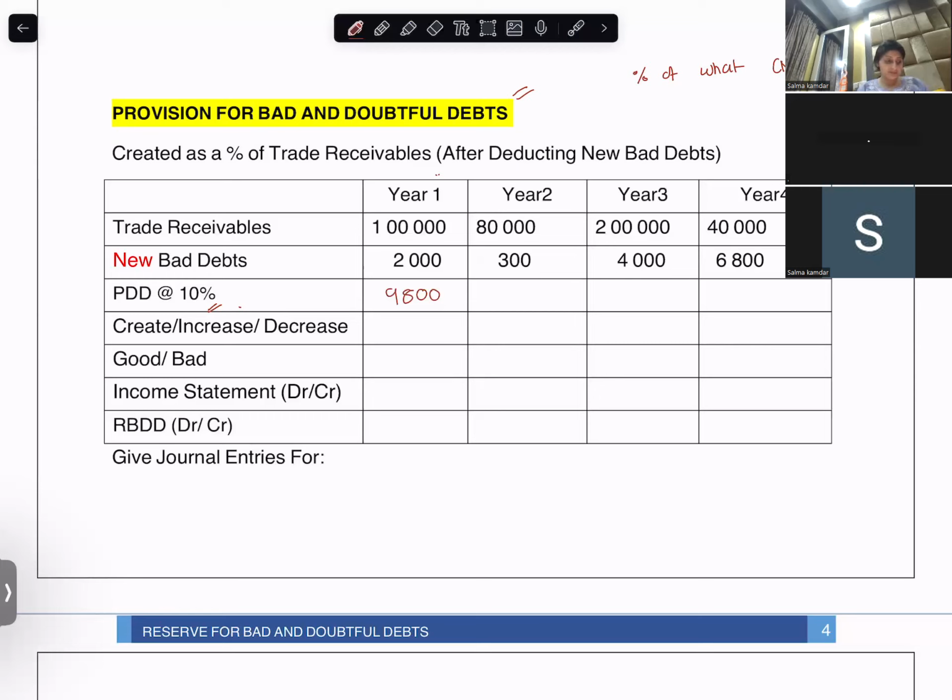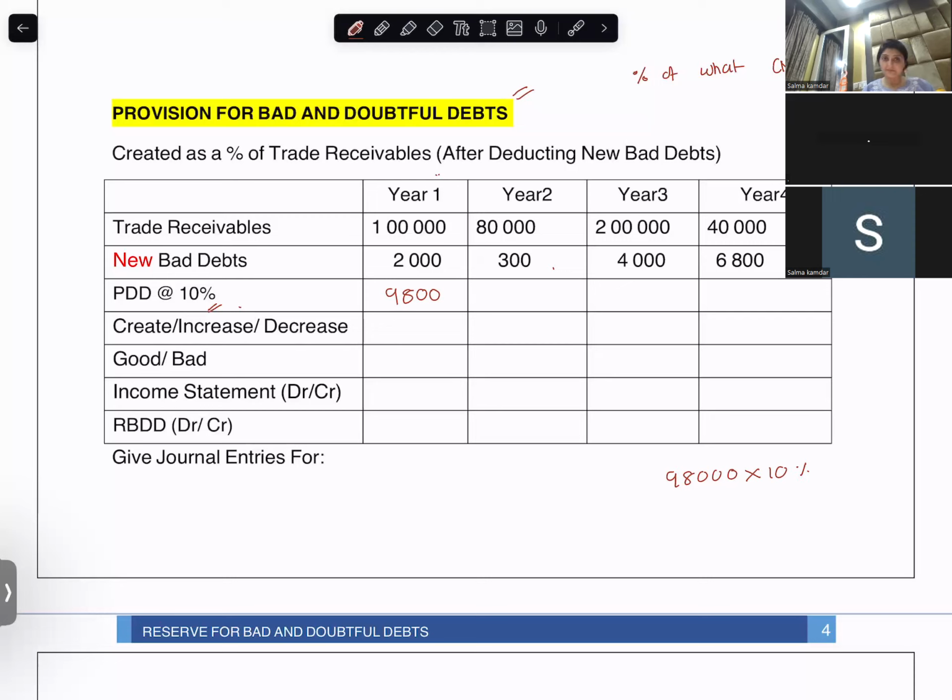How? Let me check. Yes, you are correct. Over here it will be 9,800. 98,000 is left, right? Into 10%.